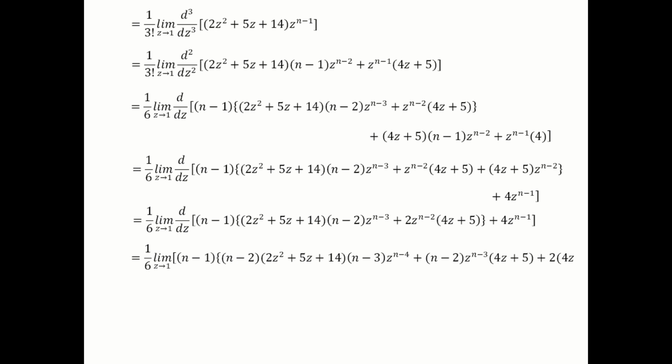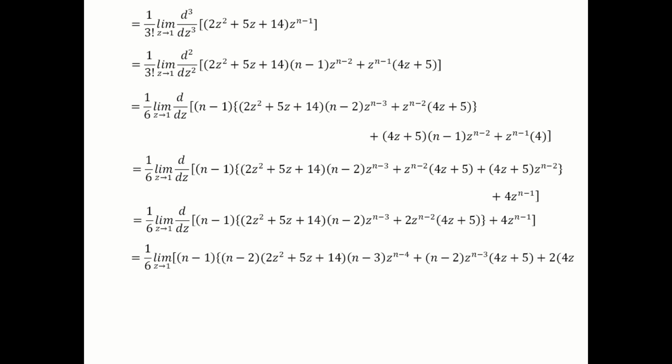Now keep 2z square plus 5z plus 14 as it is, then the derivative of z power n minus 3. So you will get n minus 3 into z power n minus 4. N minus 2 is already there, keep it as it is, right? Plus, keeping n minus 2 into z power n minus 3 as it is, and the derivative of the bracket 2z square plus 5z plus 14, you will get 4z plus 5, right?